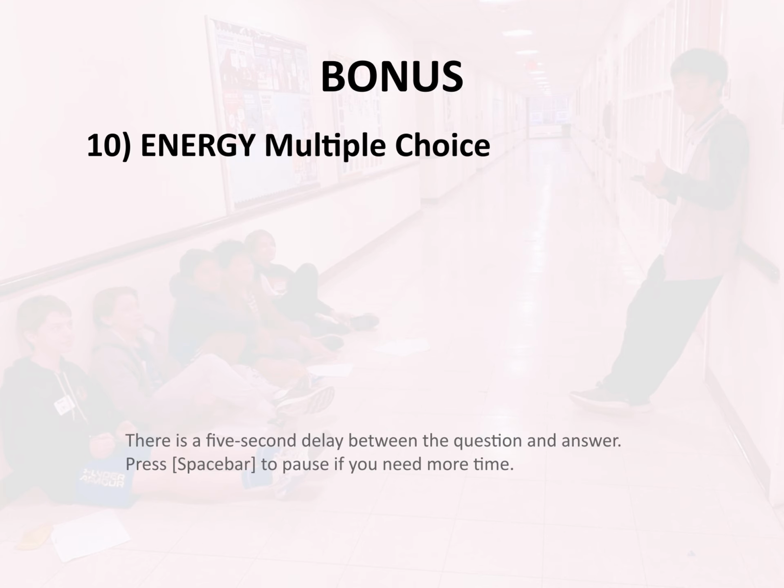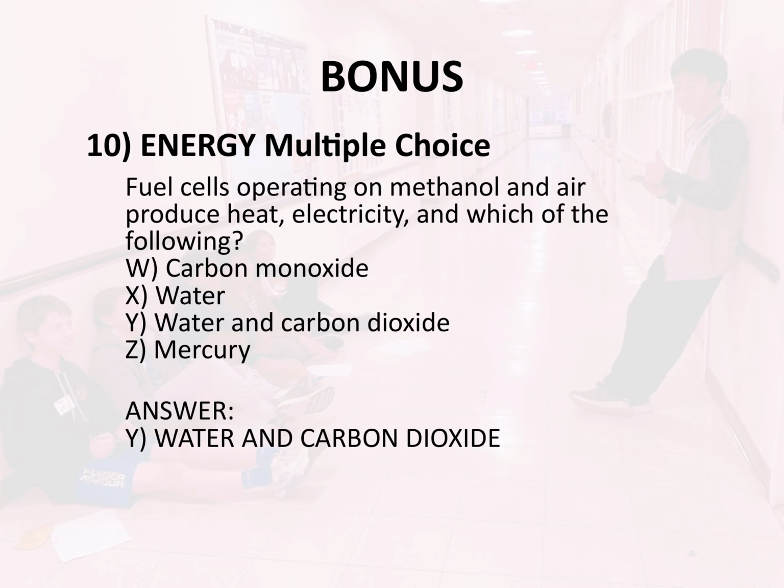Bonus 10. Energy multiple choice. Fuel cells operating on methanol and air produce heat, electricity, and which of the following? W, carbon monoxide. X, water. Y, water and carbon dioxide. Z, mercury. Answer: Y, water and carbon dioxide.